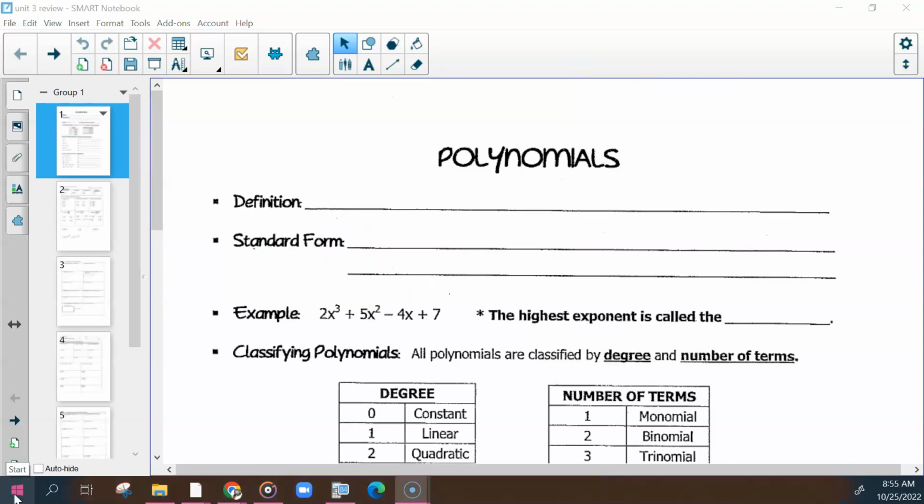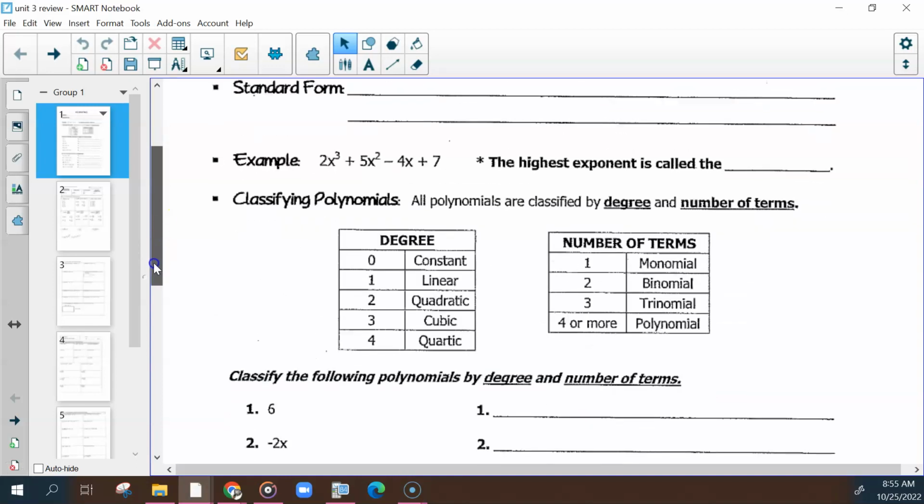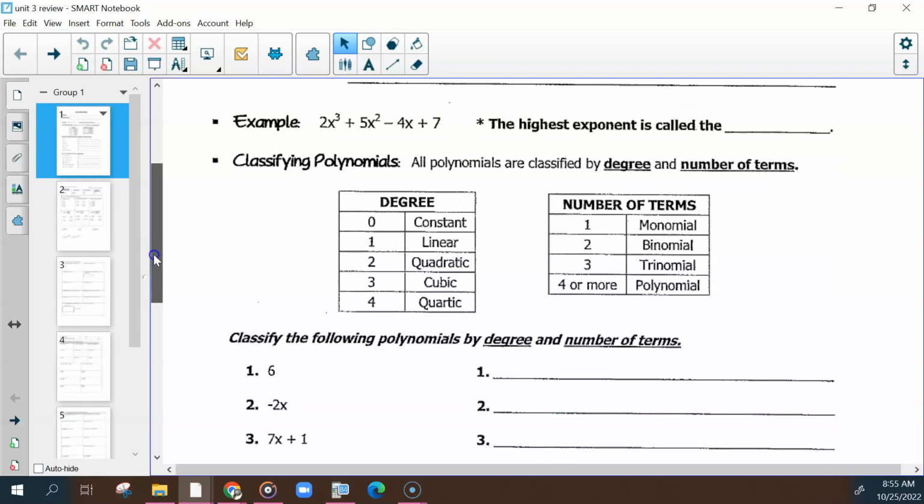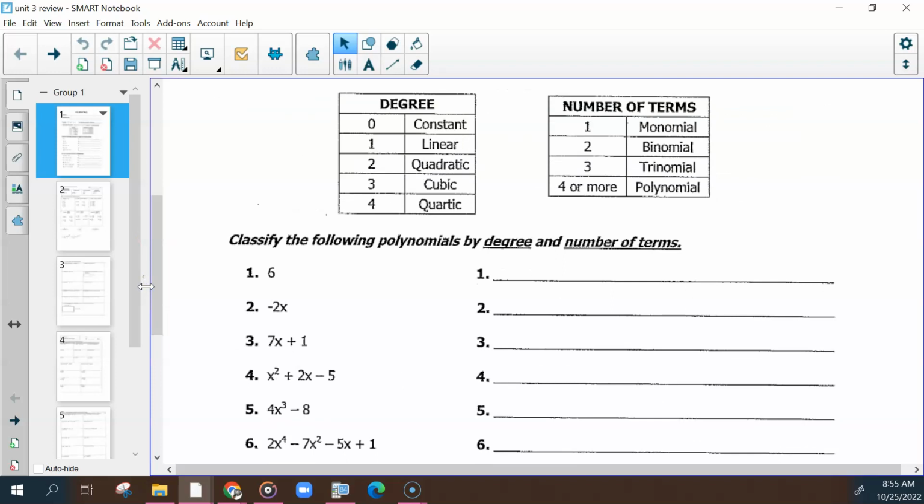So let's start with this first page. You need to know these. Degree, number of terms. You need to know that degree is going to be your highest exponent, and number of terms is how many pieces there are. So of these questions, look over this page. Which ones do you want to go over, have questions about, just want to review?